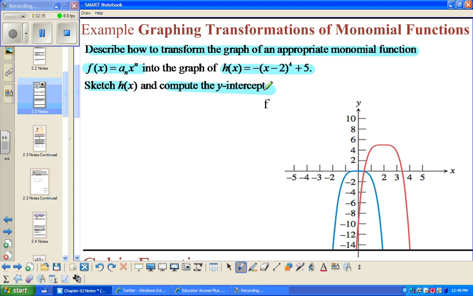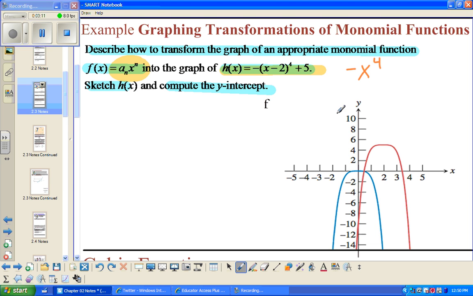Basically, what this is saying is you're going to take the function given that you're trying to graph, and you're going to compare it to its basic monomial function. That includes the leading coefficient. So what that means to us is we're going to compare this graph to the graph of negative x to the fourth.